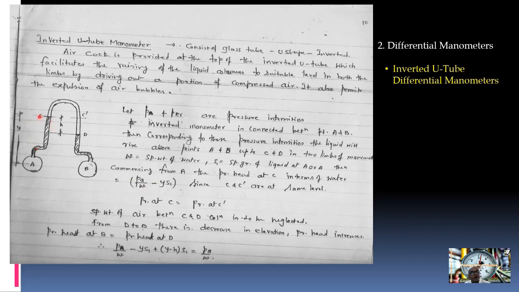Okay. Then pressure at C is equal to pressure at C dash. Then we are coming down. PA by W minus Y into S1 going up, then plus Y into H. Y minus H into S1 is equal to PB by W, because at this point this is PB by W.